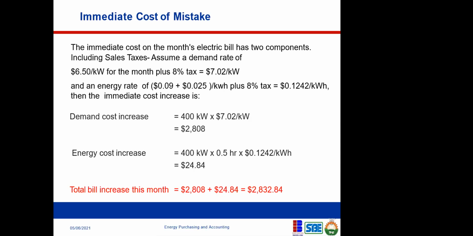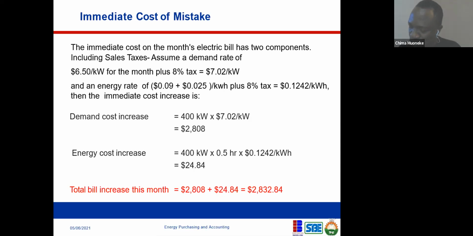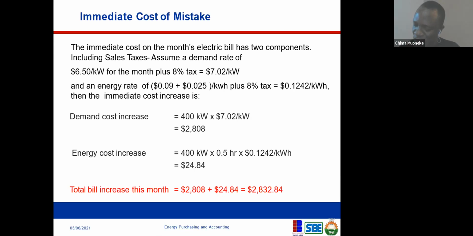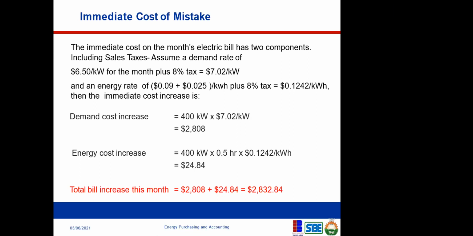So now let us look at the fuel adjustment. We're going to do another one. 200 kilowatt hours, that is for energy. Let us do the fuel adjustment, which is 200 times 0.025. What do we get? $5. We got $5. Yes. Okay.